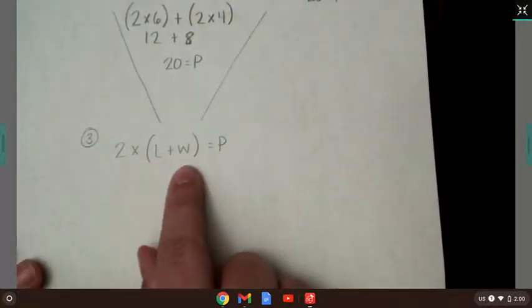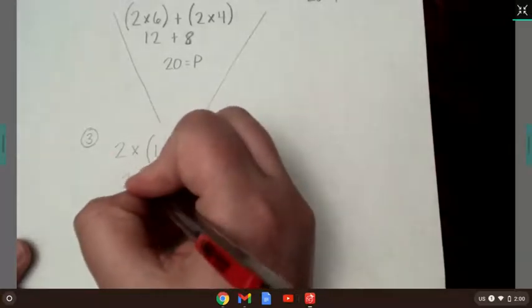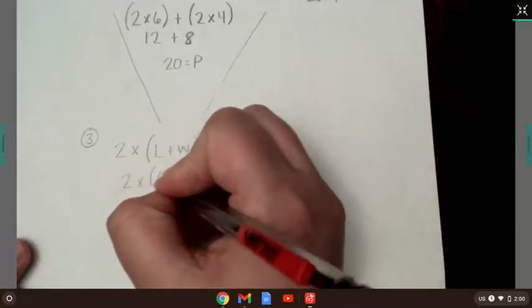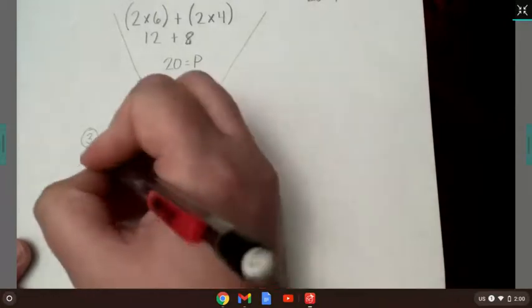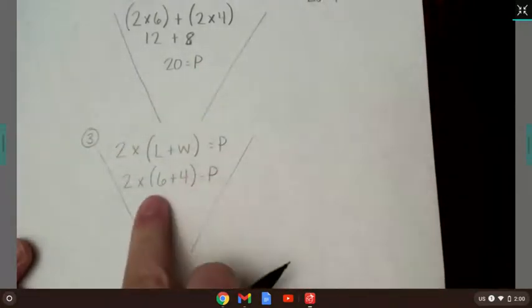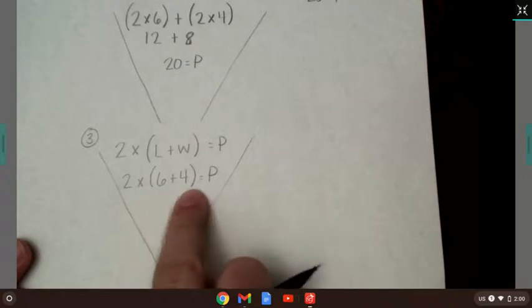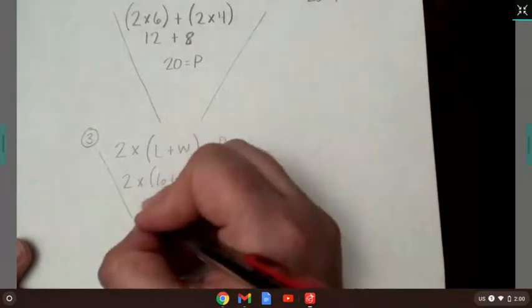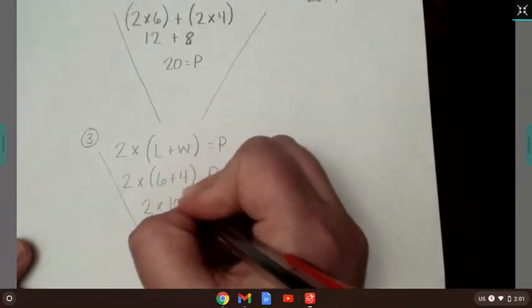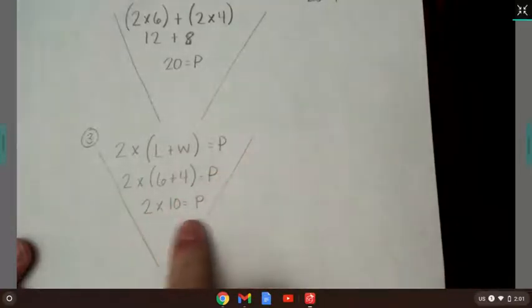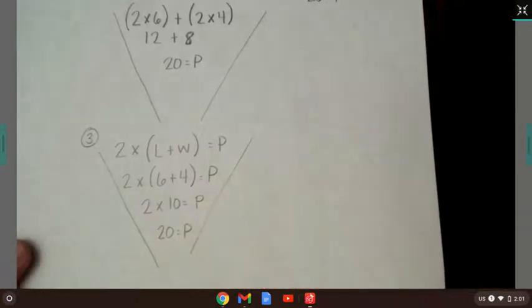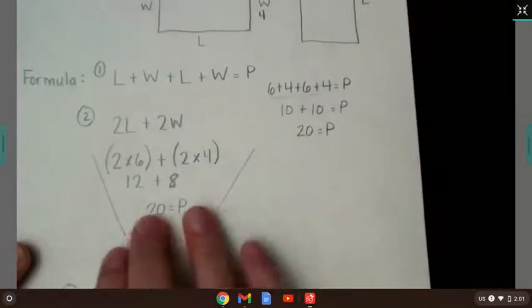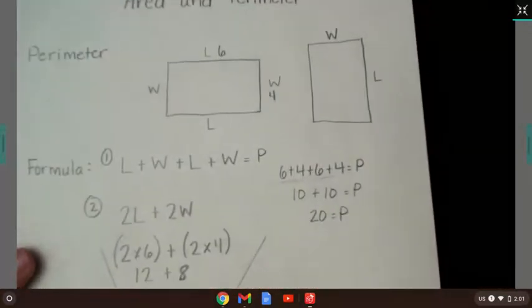So we're just going to plug in these numbers. So 2 times our length was 6, and then our width was 4. Okay, and again, you're just going to keep going down. So the first thing you need to do is add in our parentheses. And so it would be 2 times 10. And then 2 times 10 is 20. Okay. So these are the formulas that you can use for perimeter.